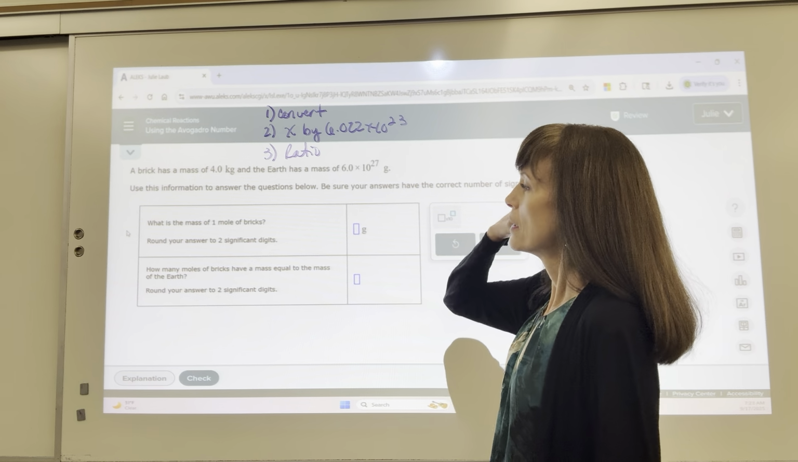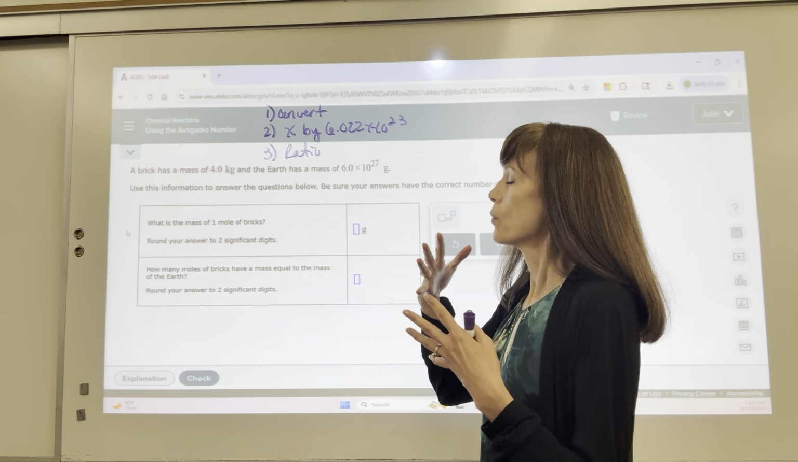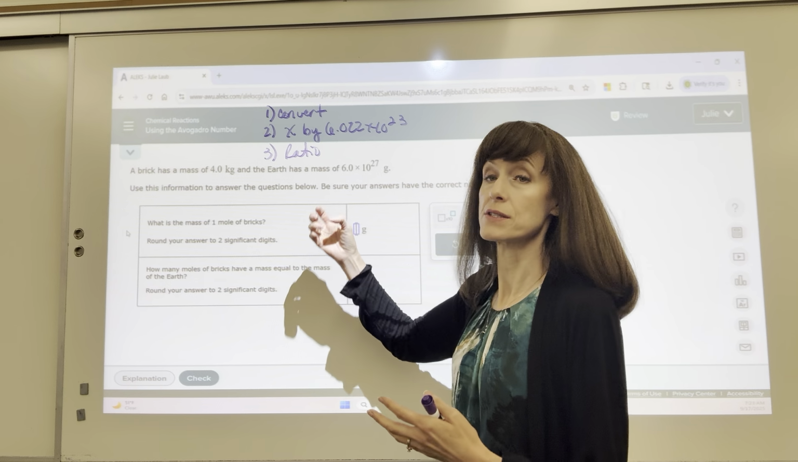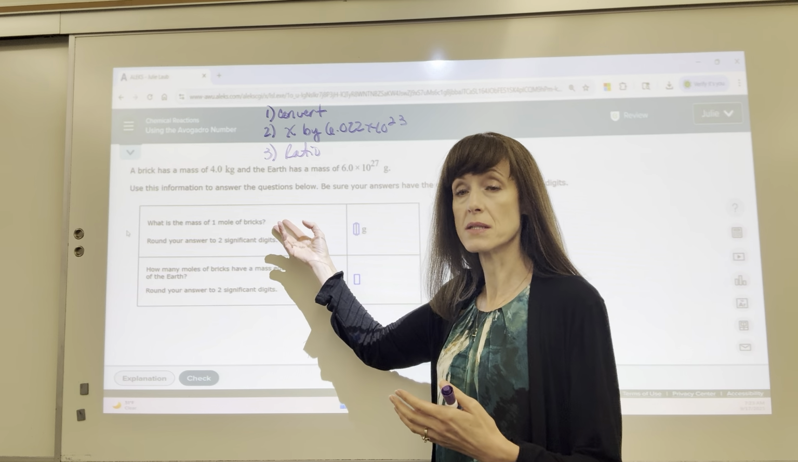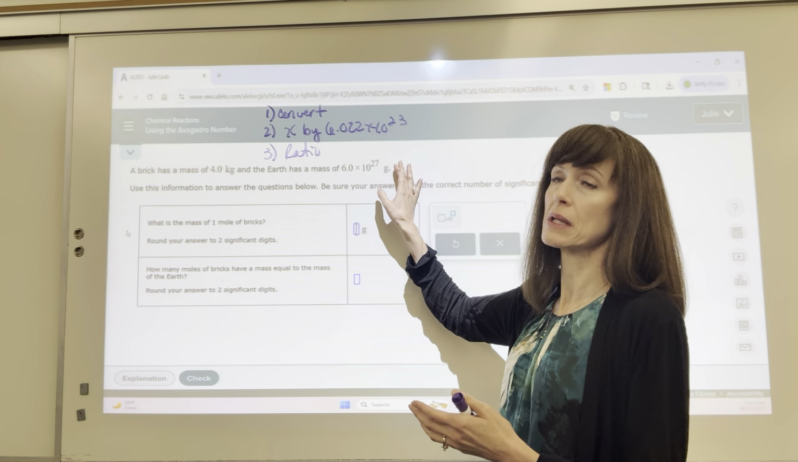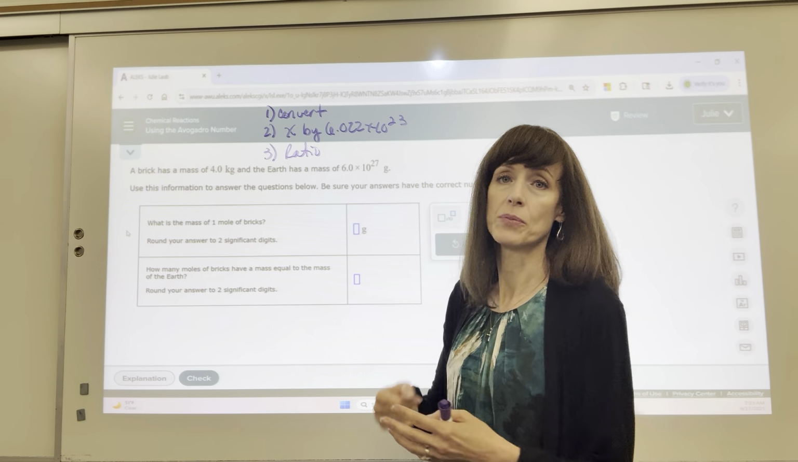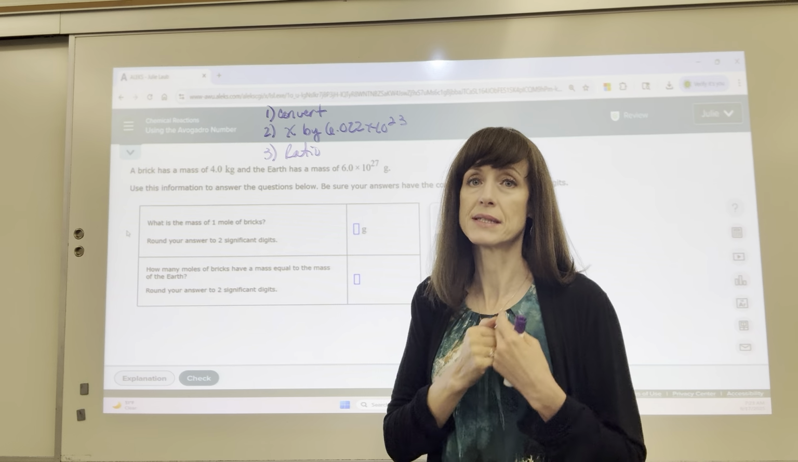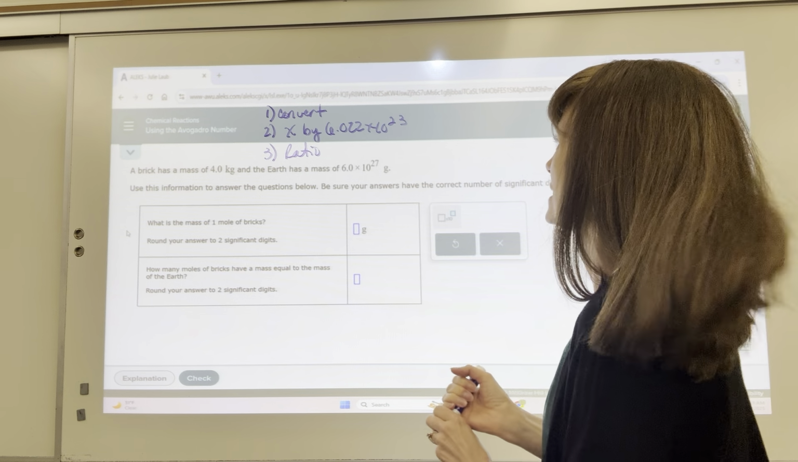And then lastly, they'll always ask this question where they want you to compare the mass of 1 mole of your substance, of your item, to the mass of something else, usually really big. This is simply a ratio. We're just going to set up a ratio. So let's jump in and do this together.